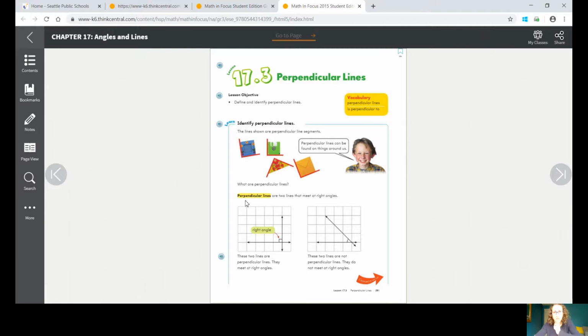What are perpendicular lines? Perpendicular lines are two lines that meet at right angles. Okay, so last lesson was right angles. We know that those are those corners. We remember that symbol because we practiced it for a whole lesson and we looked around. So we know perpendicular lines are two lines that meet at a right angle. So this line is perpendicular to this line because they meet at this right angle. These two lines are not perpendicular because they do not meet at a right angle. It's an angle, but it is not a right angle.